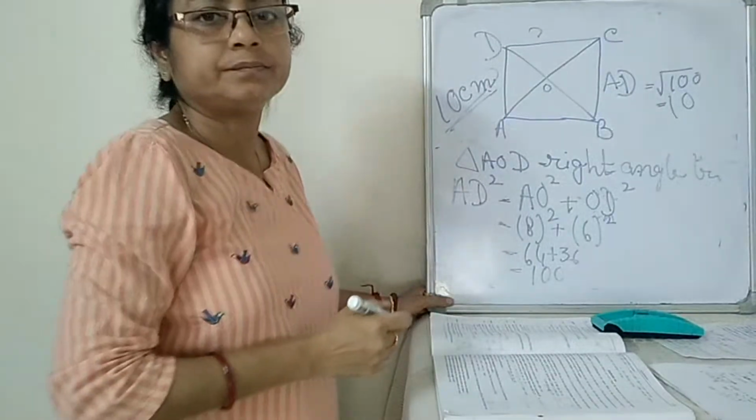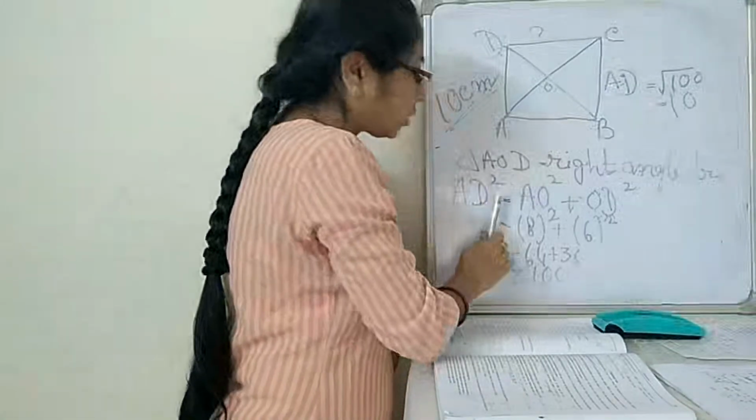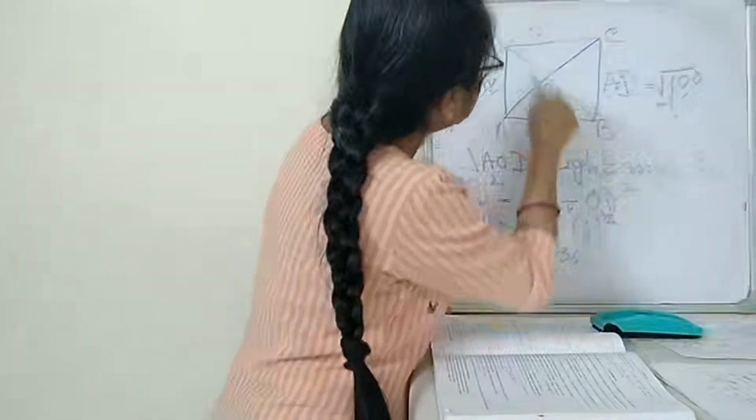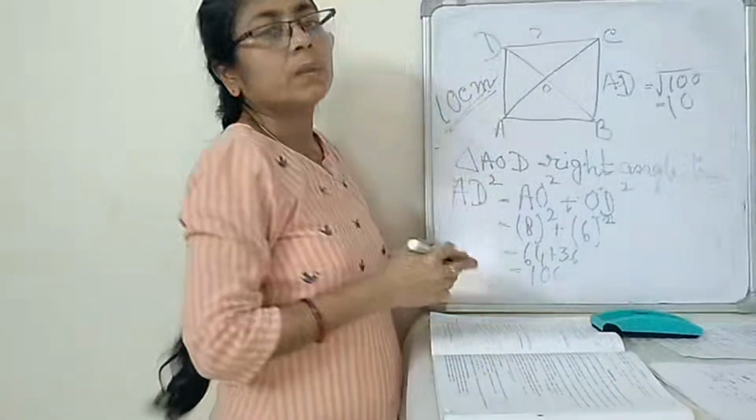Okay? Hypotenuse square equal to base square plus height square. Okay? Bye everybody.